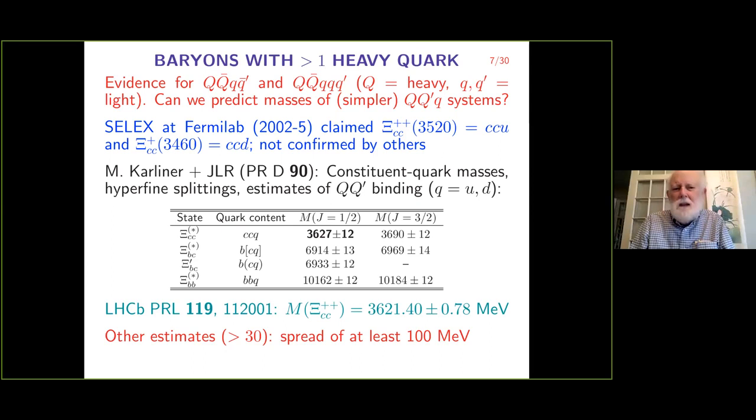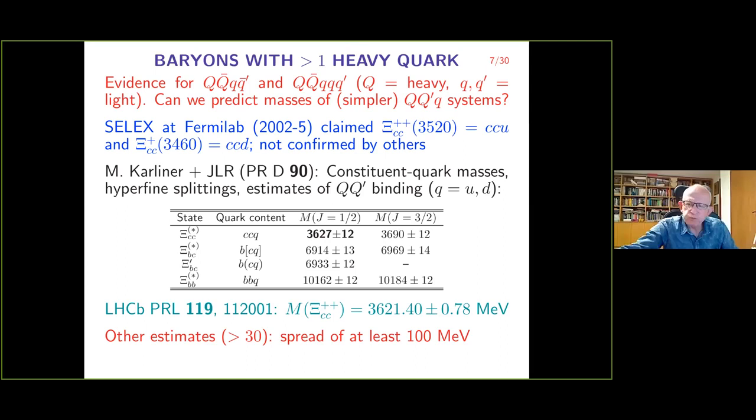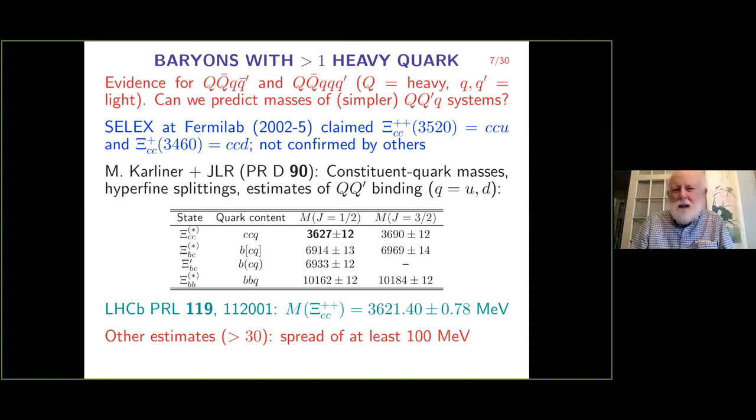And they also claimed a state at 3460 as a CCD state. That would be an enormous isospin splitting. Nobody got that in any of their models. So in order for it to be expected to be real, one would have to invent new physics. But it hasn't been confirmed by anybody else.